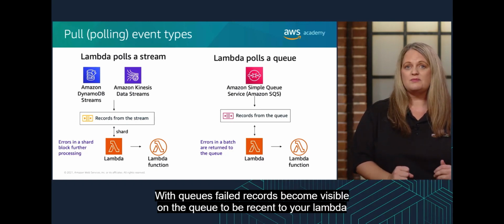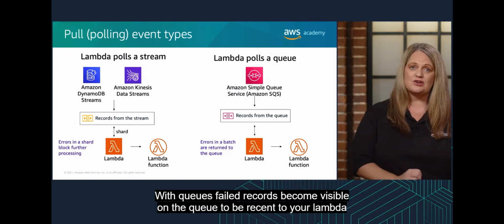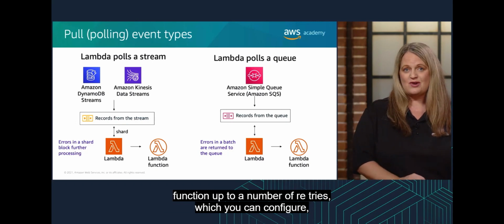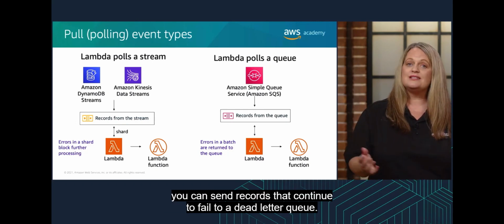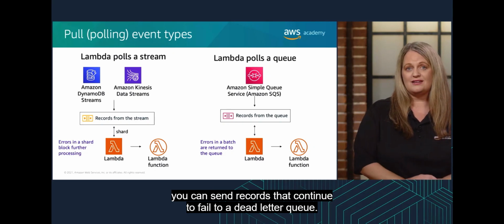With queues, failed records become visible on the queue to be resent to your Lambda function up to a number of retries which you can configure. You can send records that continue to fail to a dead letter queue.